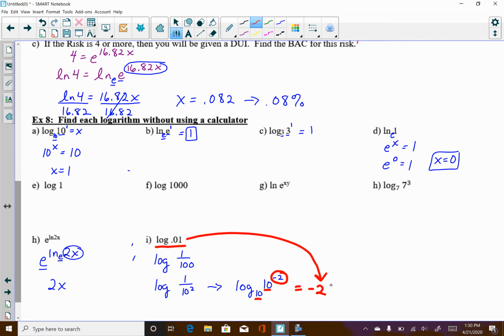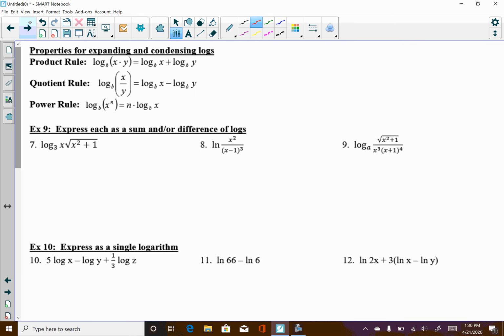Okay, is there a next page? Yeah. All right, we'll flip on over to the next page. Properties for expanding and condensing logs. Again, something that'll be useful for us as we move into the next section for solving logarithmic equations.